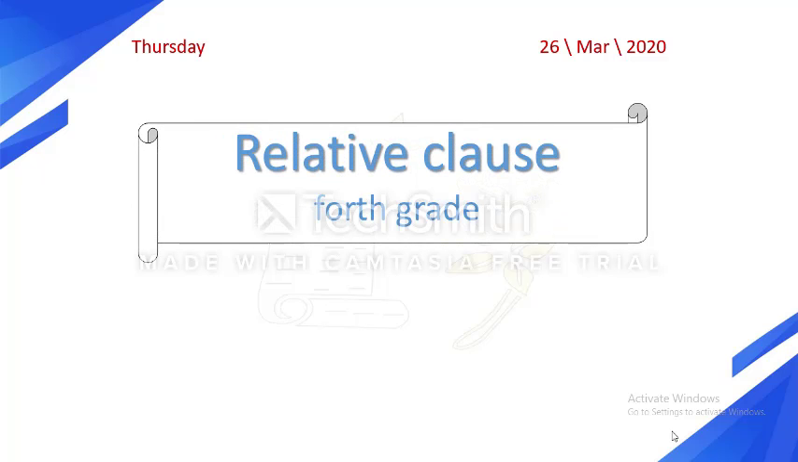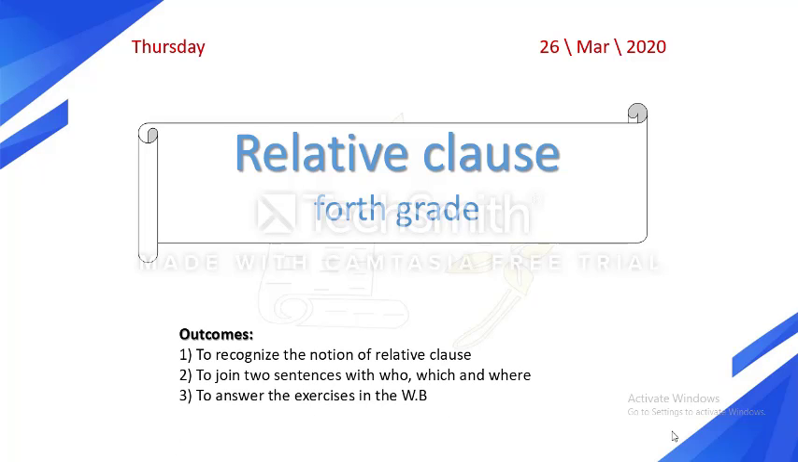Our grammatical lesson today is about relative clause or الجملة الموصولة in Arabic. The outcomes are: number 1, to recognize the notion of relative clause; 2, to join two sentences with who, which, and where; 3, to answer the exercises in your workbook.